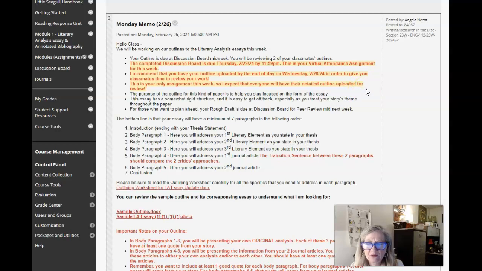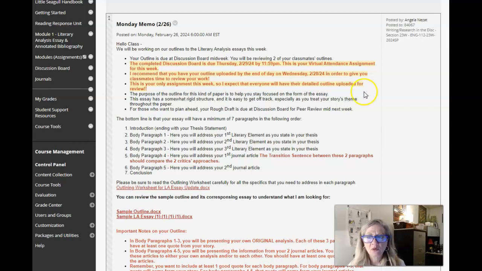the completed discussion board requires that you review 2 of your classmates' outlines. And if the outlines aren't there, you can't do the work. And it takes a little bit of time. I have a worksheet attached at the discussion board that you need to use to review those outlines. We'll do the same thing next week with the rough drafts.